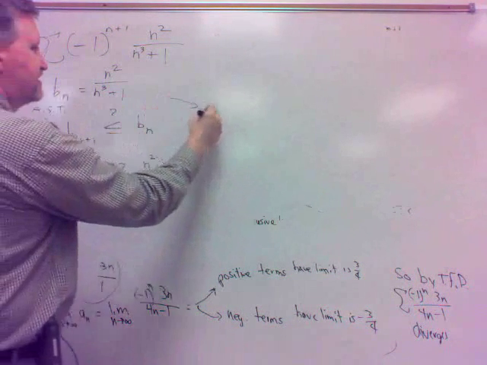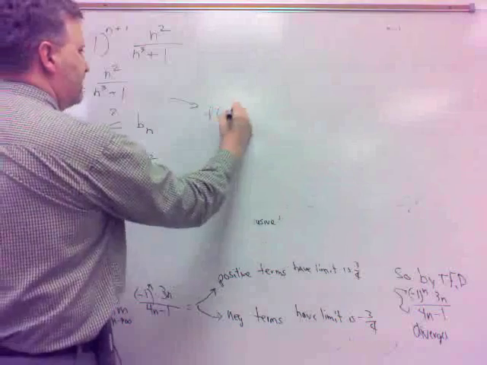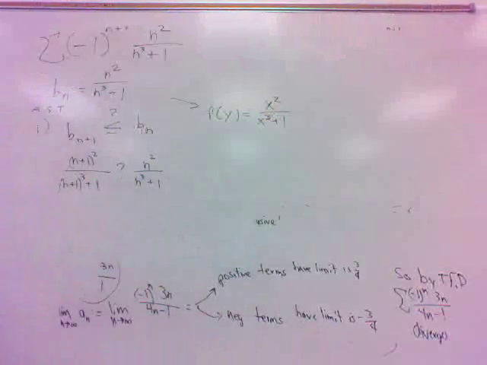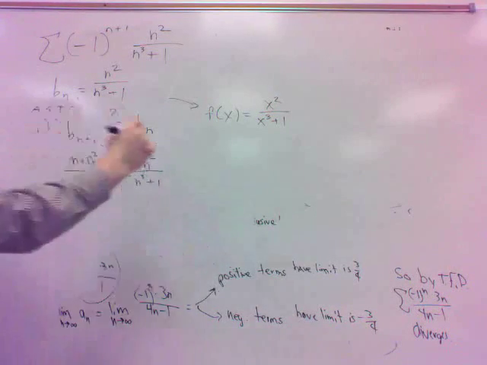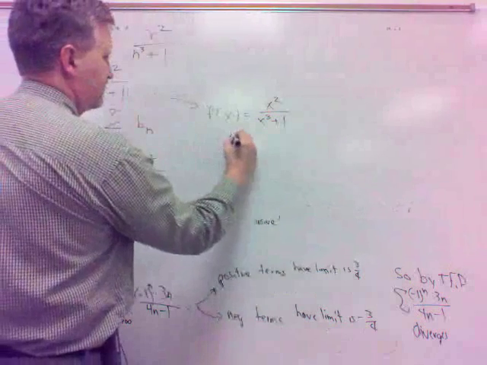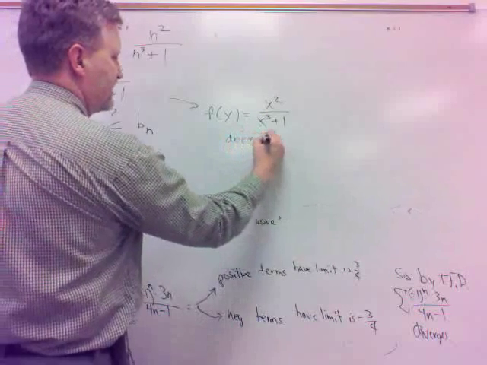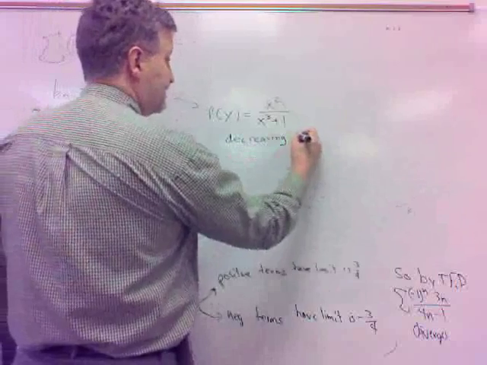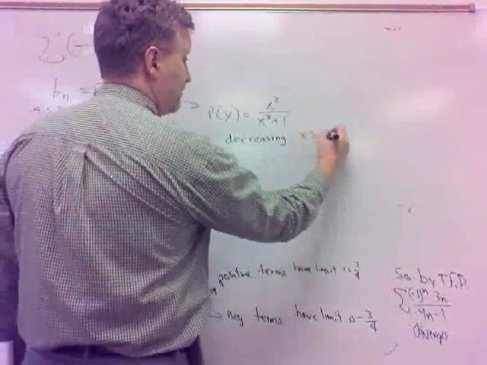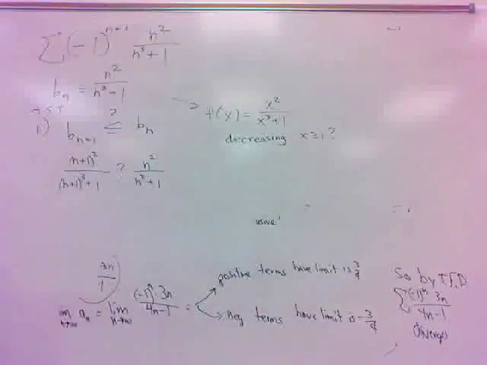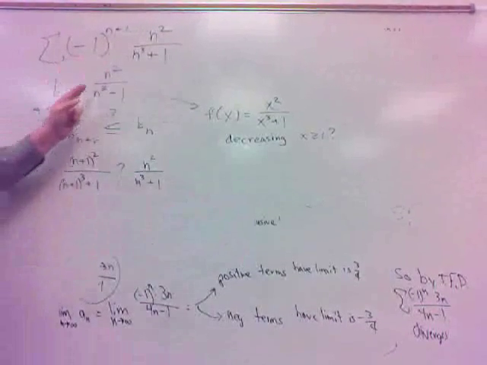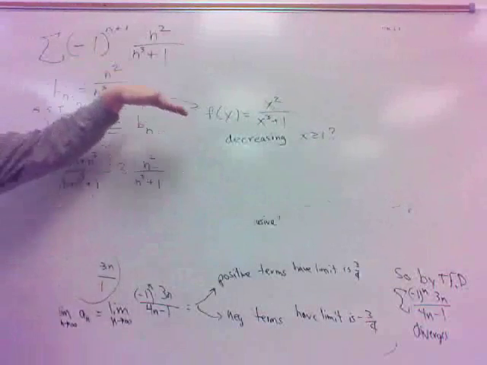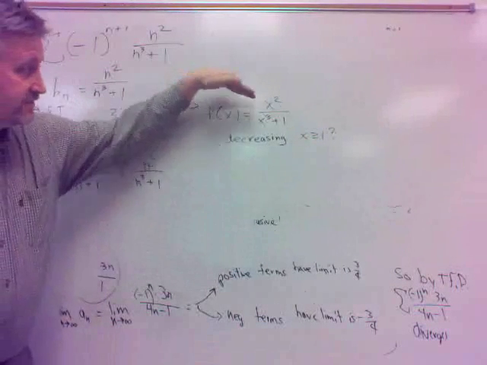Isn't another way of looking at it, if you've got f of x equals x squared over x cubed plus 1, isn't that saying, is that decreasing? We're talking about x being bigger than 1. Isn't this asking, is this decreasing for x bigger than or equal to 1? It's basically saying this function is decreasing. I want the b sub n plus 1 terms less than the b sub n. So it's basically asking, is this function decreasing?